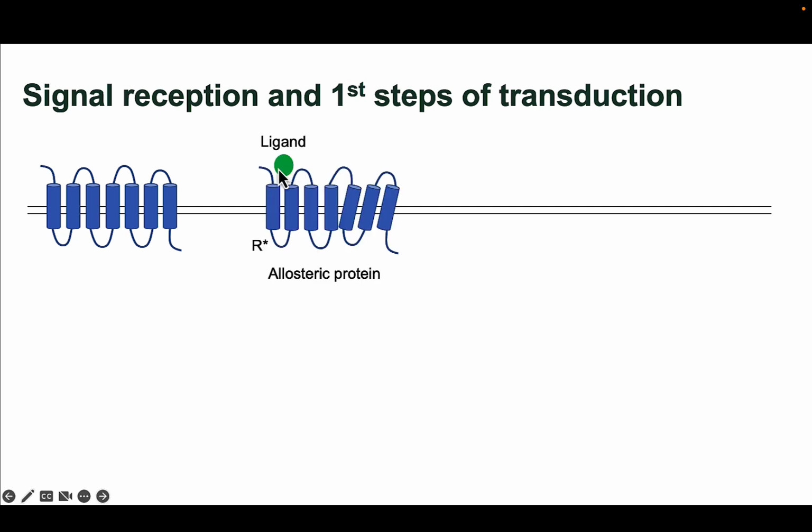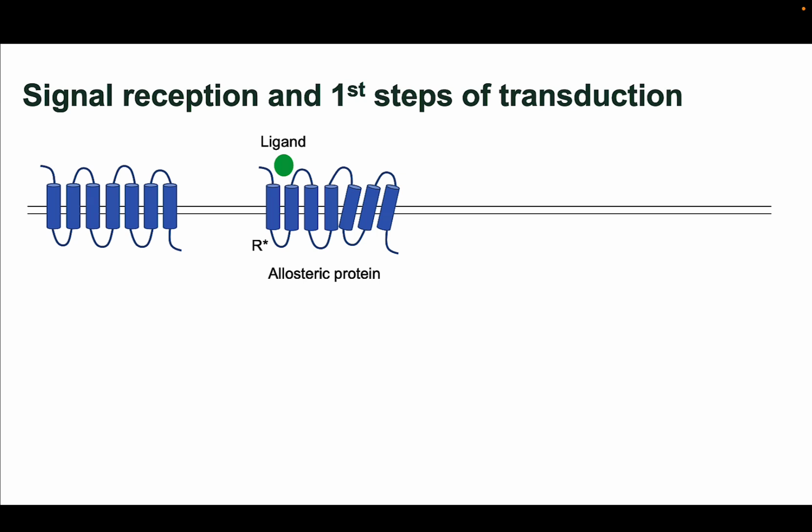So let's show that here. I'm showing the ligand as this green circle, and we can think of this as epinephrine binding to the beta-adrenergic G protein coupled receptor. And you can see that this protein has changed shape. Sometimes we depict this as a receptor with a little star to show that it's been activated. Now, this is going to transduce a signal, and the signal it transduces is part of its name. So, G protein coupled receptor.